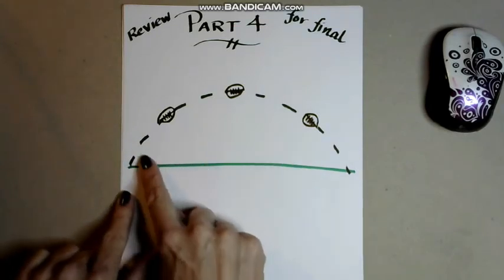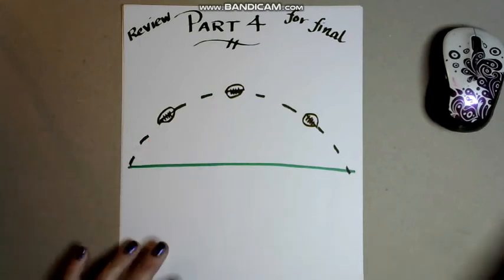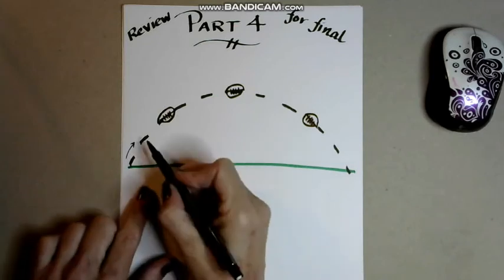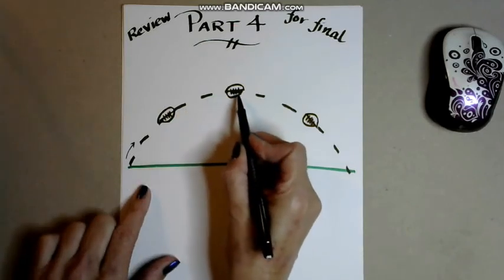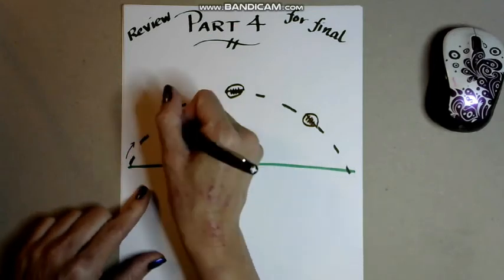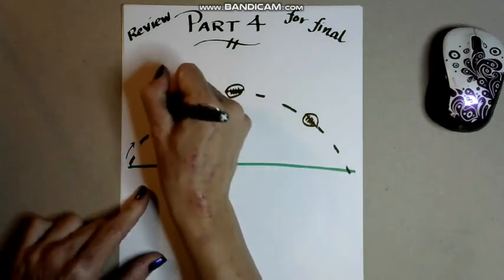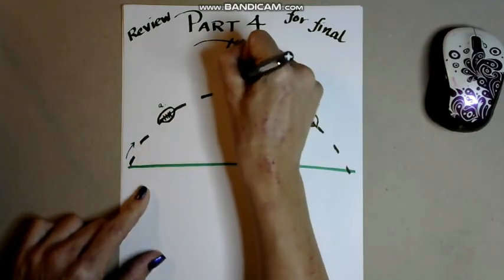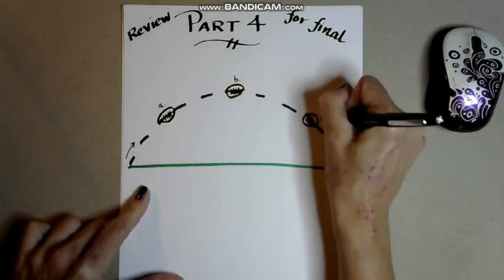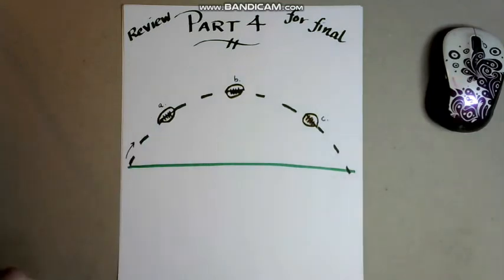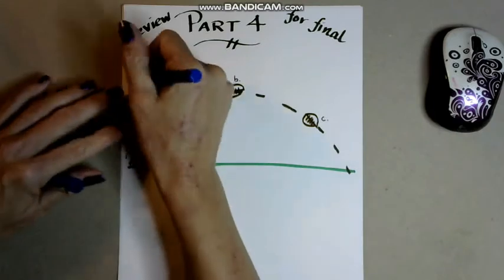You may not recognize this picture, but it is a football. And the football has been kicked from here. And it's going up, up, up, right to the very tip top, and then down. So this right here, I'm going to call point A. I'm going to call this point B, and this one point C. So A is on the way up.